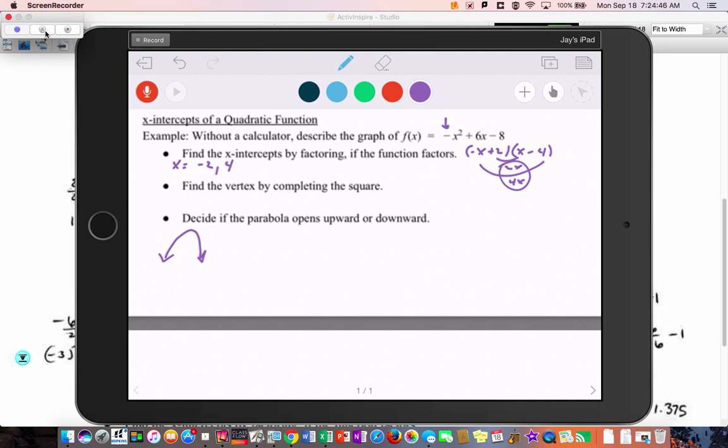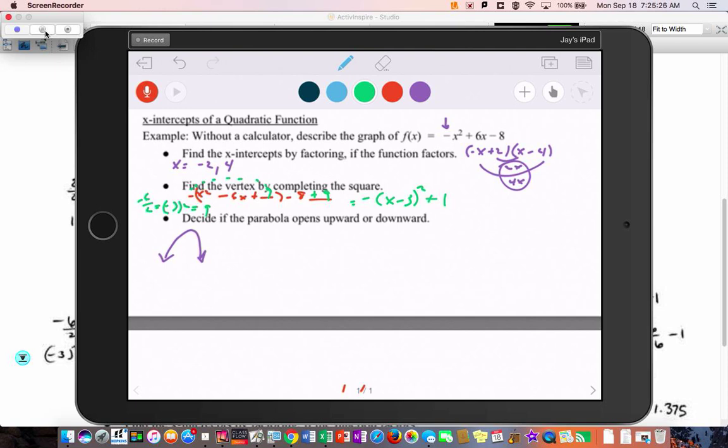Now, if I find the vertex by completing the square, I would have to take out the negative, leaves behind x squared minus 6x plus some new number, push the negative 8 further down. I would take my negative 6, divide by 2, and get negative 3, square it, and get 9. So if I add 9 on the dotted line, though, I have now negative 9, so I need to add 9. So my vertex form would look like negative x minus 3 quantity squared plus 1.